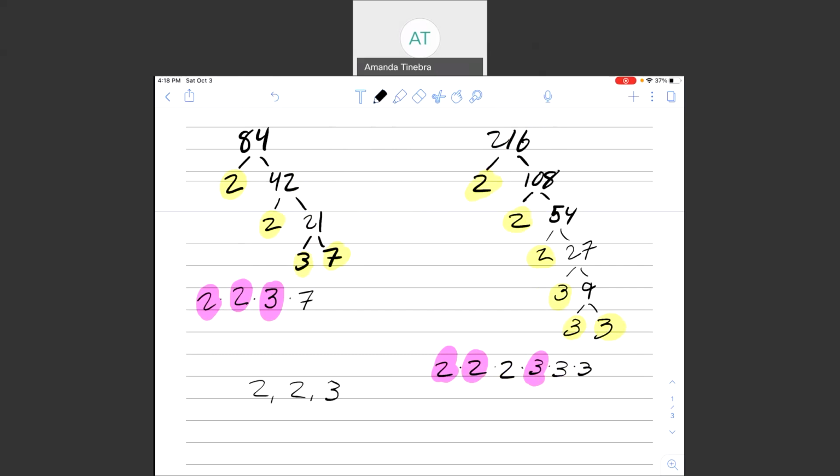Okay? Now to multiply those together, 2 times 2 times 3, and that gives me 12. That means my greatest common factor is 12.